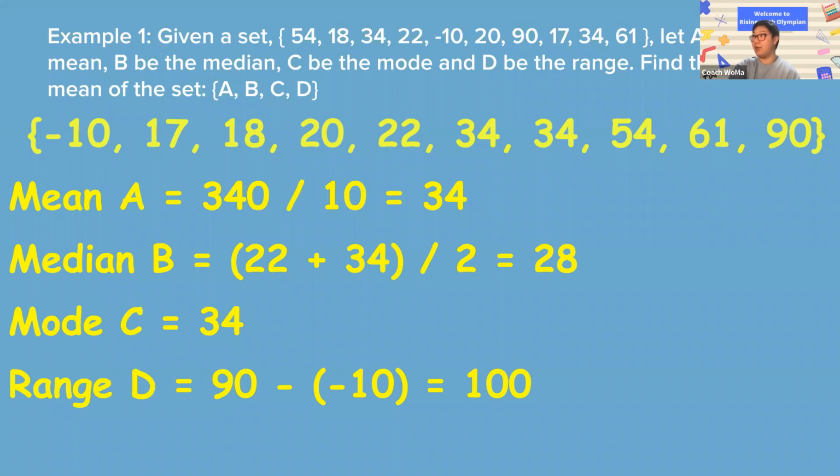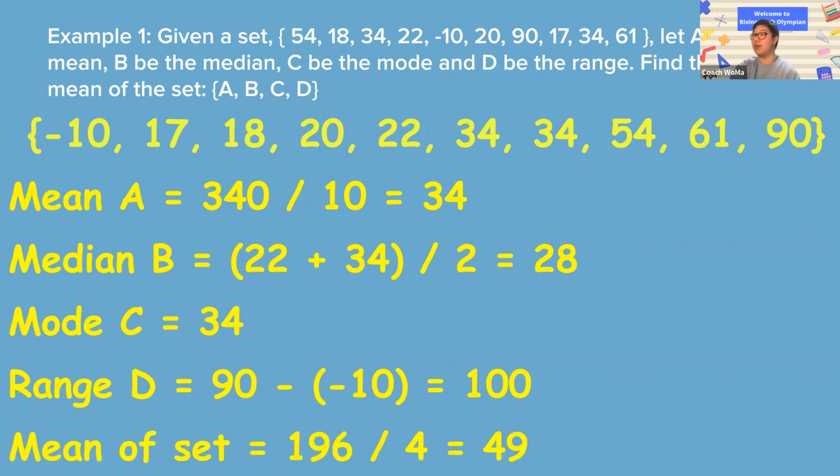So now the question is just to find the mean of the set A, B, C, D. So we have A, B, C, and D. So we just do the same thing. We take the average of A, B, C, and D. So we add them up, divide by 4 because there are 4 numbers. And from that we get 49.